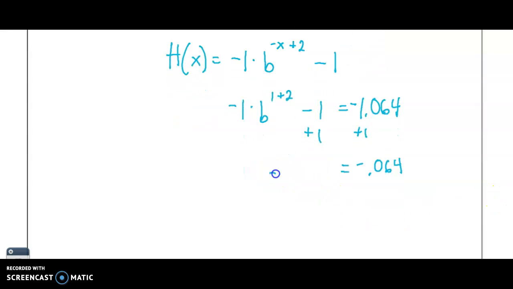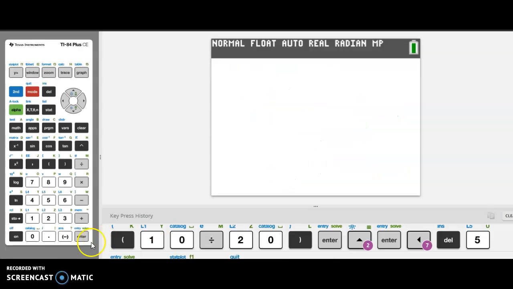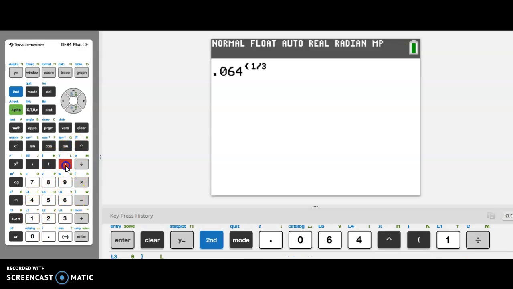And then we have this -1 b to the third power. Well, we can get rid of the negative by dividing by -1. So it's going to become positive. And then what I would do is take it to the 1/3 power, just because I like exponents. But you'd be fine if you did the cube root. So that's what I'm going to do. I'm going to find my calculator, take 0.064 to the 1/3 power.